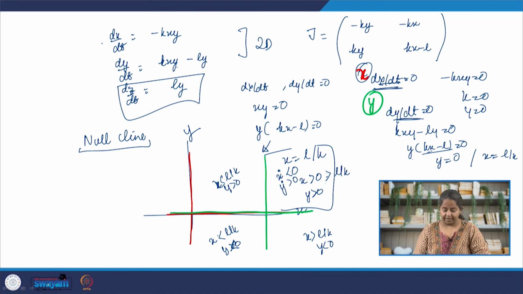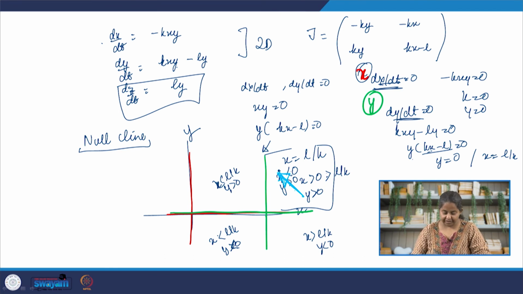So in this particular area, dx by dt is negative, so x is going to reduce, y is going to increase. So x is going to reduce, so movement is going to happen from right side to left side, y is going to increase, so from bottom to top. So the flow here looks like this. The flow lines look like this.